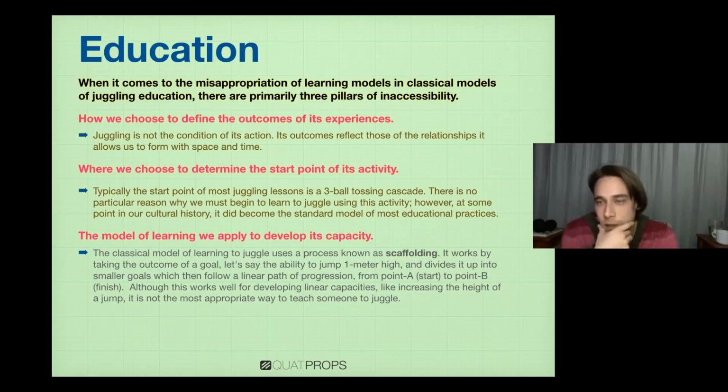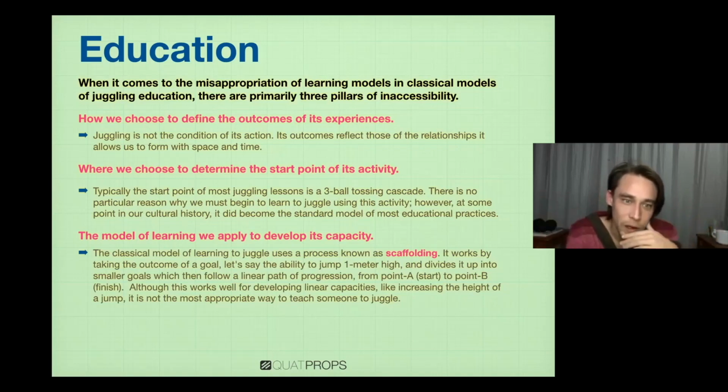And where we choose to determine the start point, we don't have to determine the start point as the three ball cascade. So those are sort of cultural things. They're really quick. They're really easy for us to just change our opinions about. It's this third part that takes a little bit more time to unravel. Because in determining that the start point is the three ball cascade and that it has to be thrown and caught, the model of learning we apply to develop that capacity is really ineffective and not helpful. And I would even say it is abusive, this form of teaching that we've been using for however long we can remember.